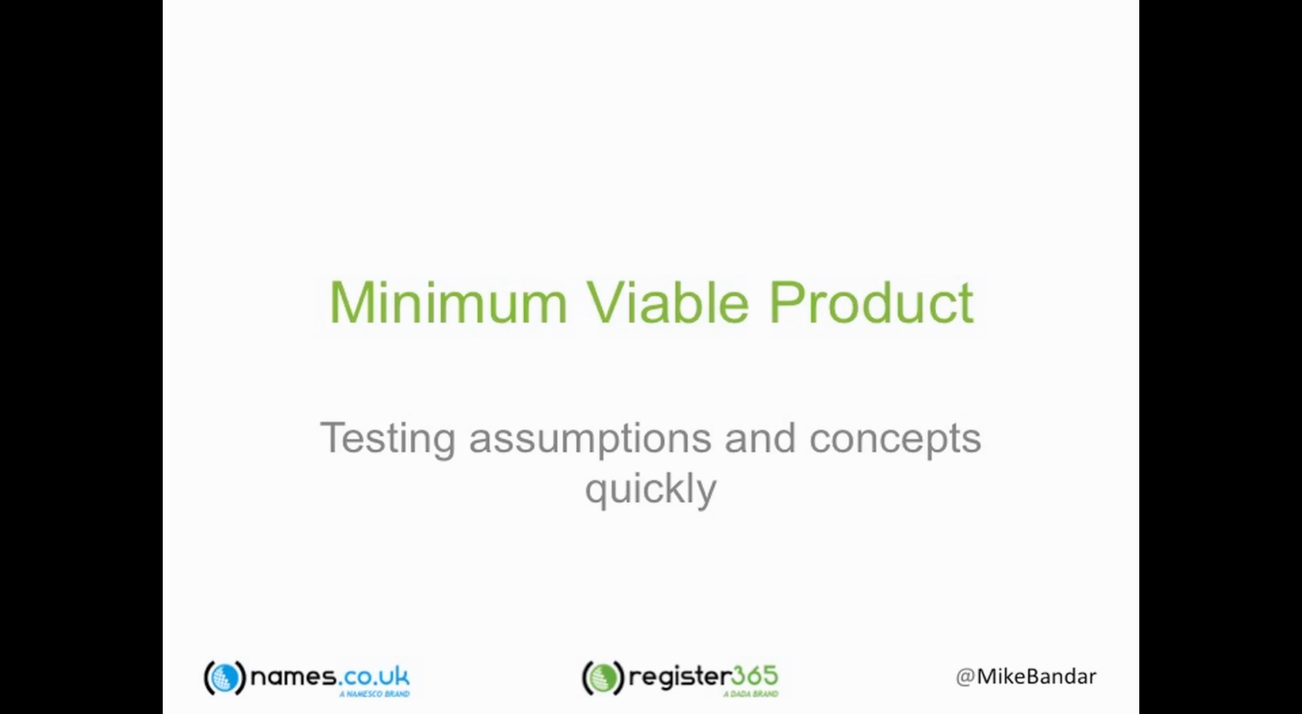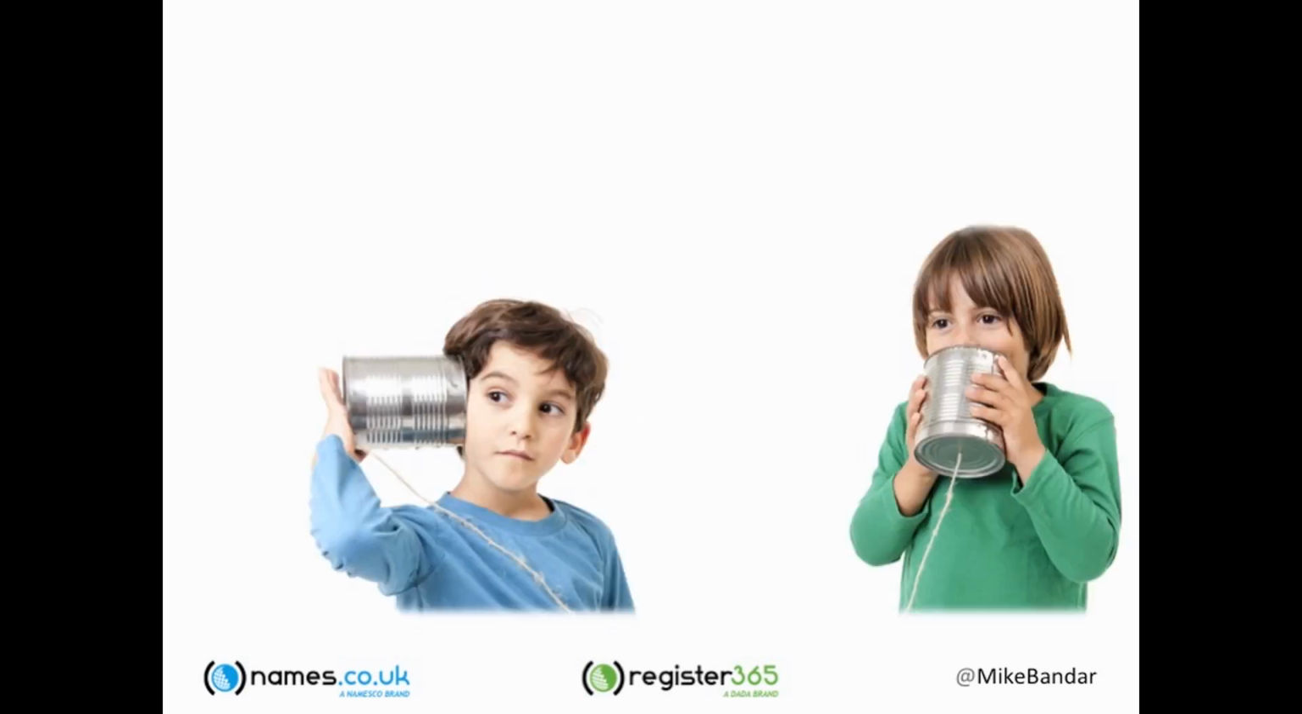So, as the picture represents, if you're trying to test the assumption that people want to communicate with one another when not being in the same room, instead of building a whole mobile network, which people have done today, you might just start off with 2 tin cans with a bit of string in between and see how people communicate with one another.